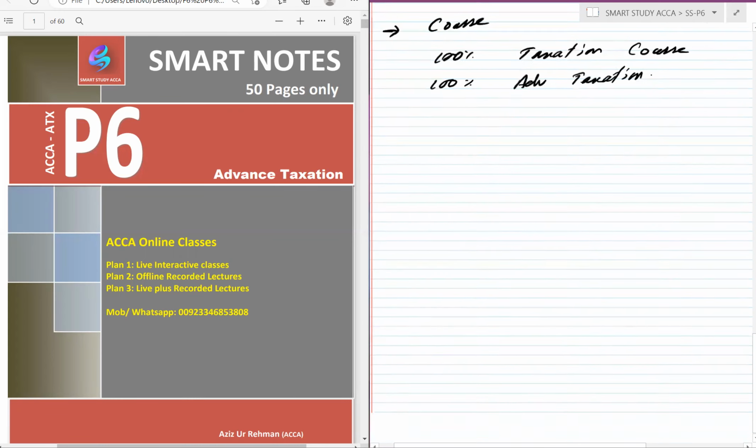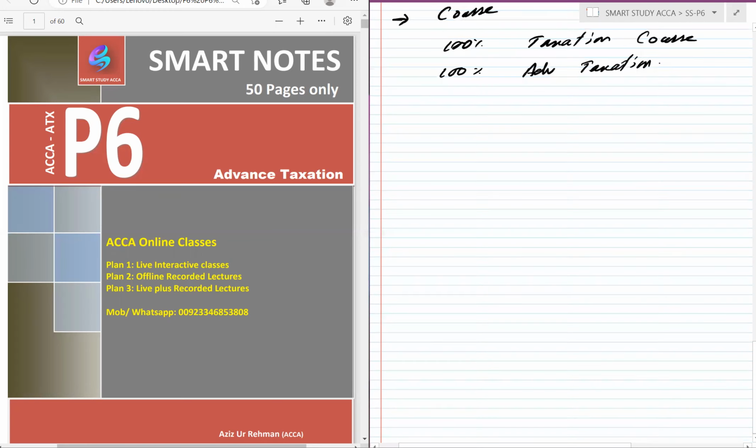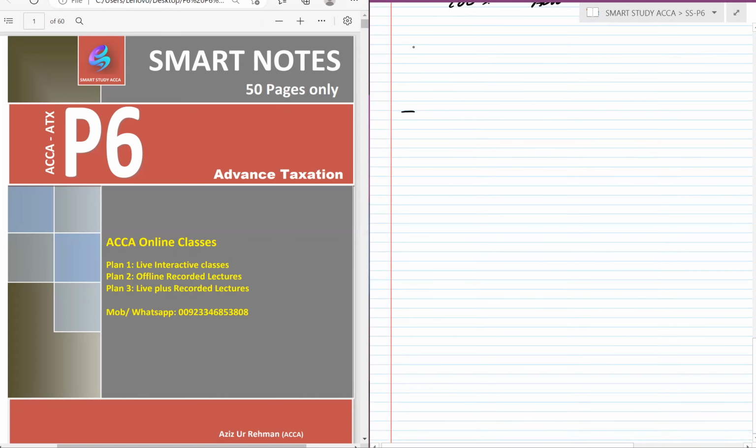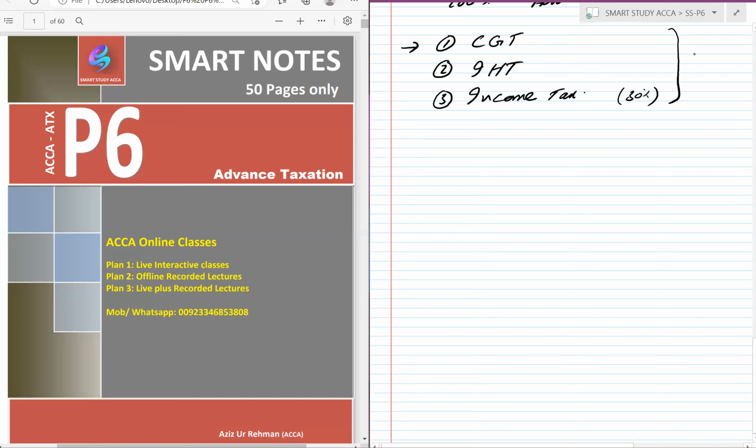Moving forward, students, our core areas are, first of all, we will cover capital gains tax. Then we will cover IHT, inheritance tax. Then we will cover income tax. When we have covered around 20 to 30% of income tax, we will be in a position to start exam level questions.